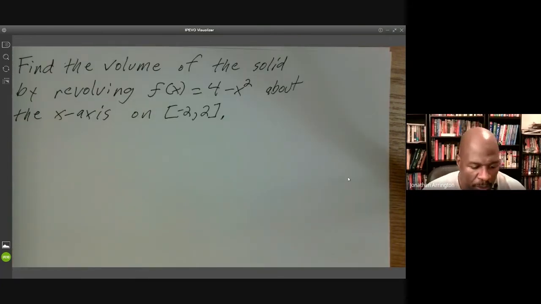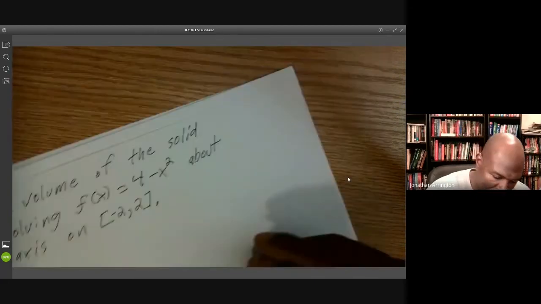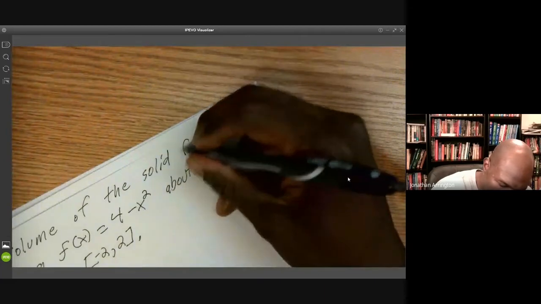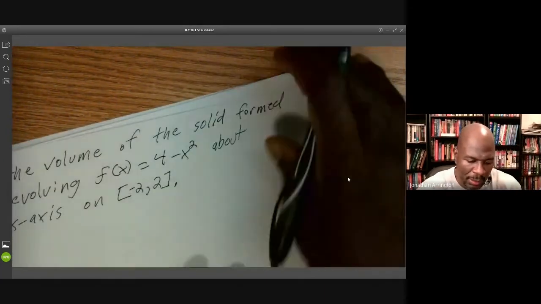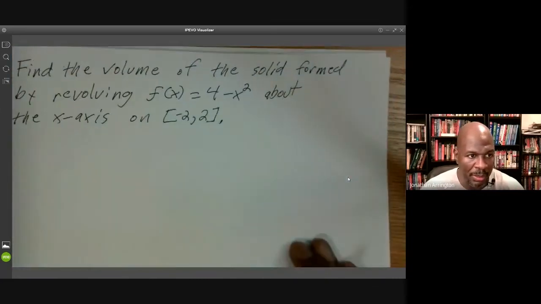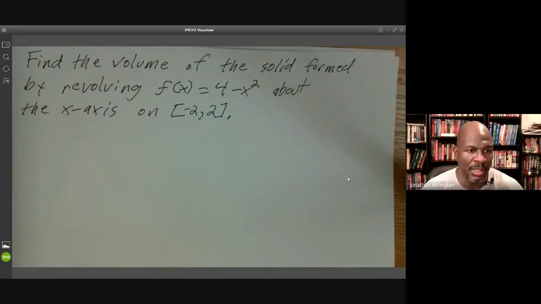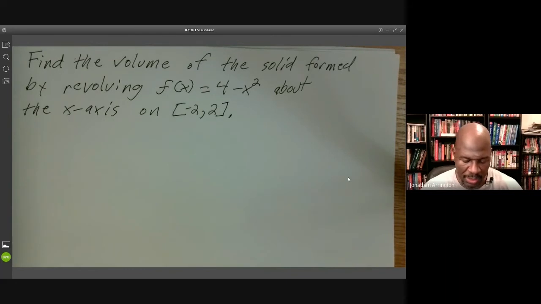All right, so here's example number 2, and it says we're going to find the volume of the solid formed by revolving. I missed the word formed. Let me make a quick addendum. And I kind of truncated the directions a little bit. You guys kind of get the drift. I don't have to be as specific as I should on these directions.